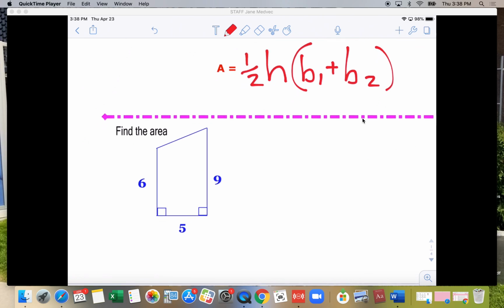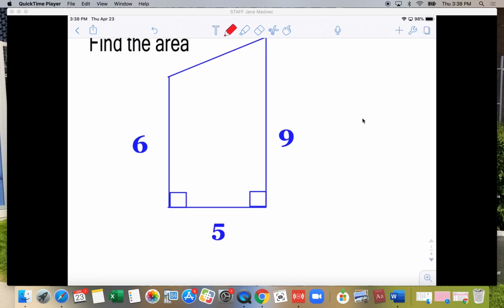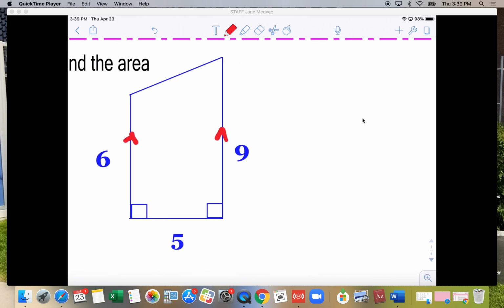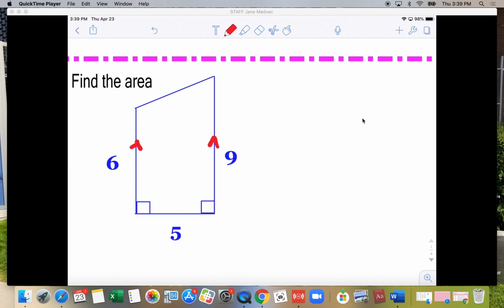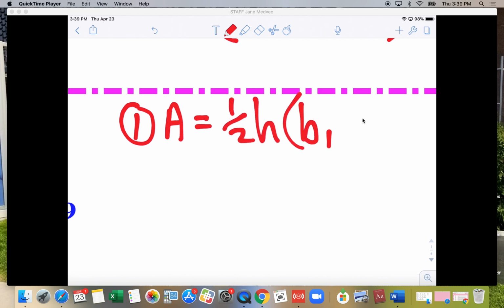So let's take a look at an example like this. In this trapezoid, what's parallel is this side and this side. If you need to move your paper so that the parallel sides are on the top and the bottom, feel free to do that. That might actually be easier. I'm not going to do it, I'm just going to take it the way it is. Again, there are 3 steps. The first step is writing down the formula: area is 1/2 the height, parentheses B1 plus B2.